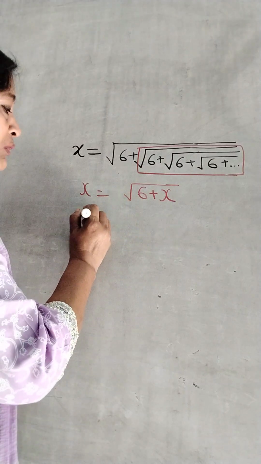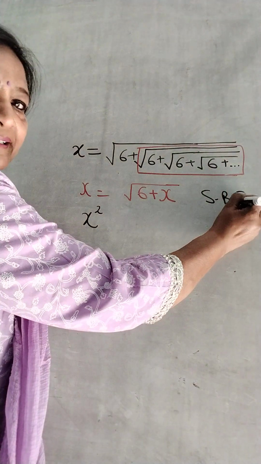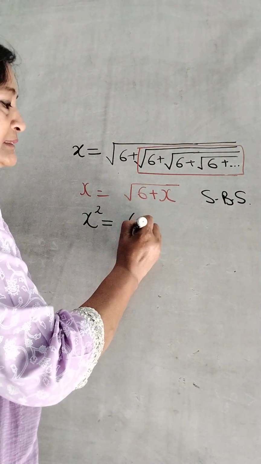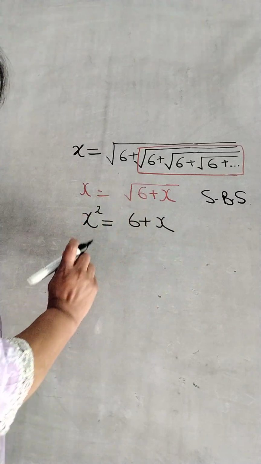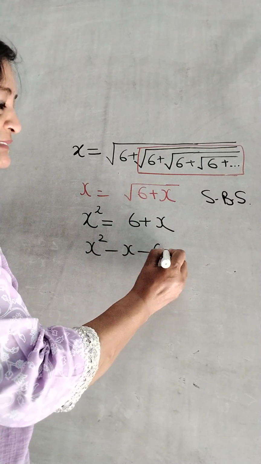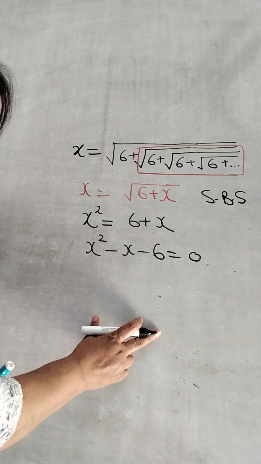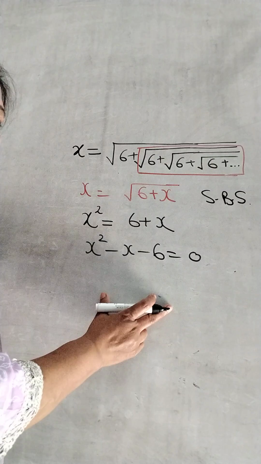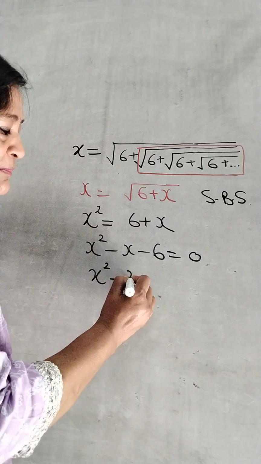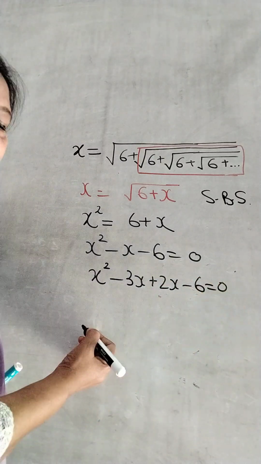Now if I square both sides, I get x square is equal to 6 plus x, that is root of 6 plus x. So x square minus x minus 6 is equal to 0. I get a quadratic equation, and now it should be easy for you. It's simply splitting the middle term you have to perform. So factors will be minus 3x and plus 2x, minus 6 is equal to 0.